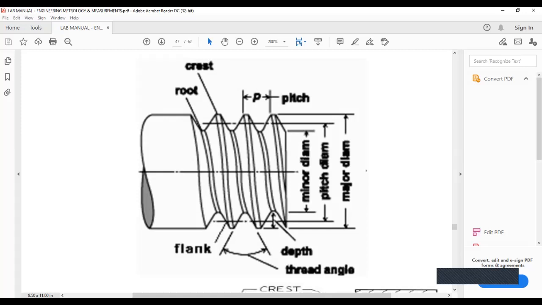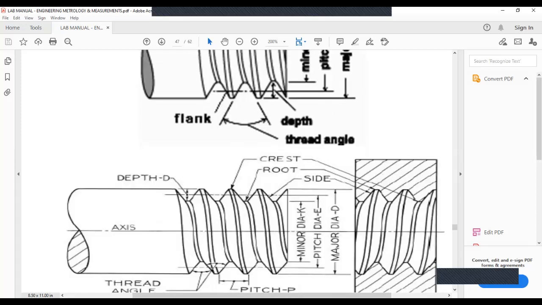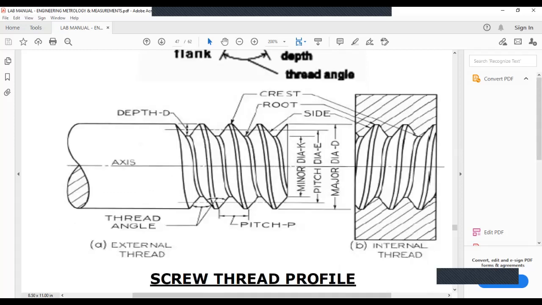Whenever you observe this, in chronological order, it consists of the root, crest, pitch, then major diameter, pitch diameter, minor diameter, and it consists of the depth, thread angle, and flank. So these are some of the parts which are there on every screw thread, whether it may be an external screw thread or internal screw thread. Okay. So here, if you see this figure A shown on the left side, it is called an external thread. Why? Because on the surface, externally, the threads exist. Okay, so the thread profile you can see over here.